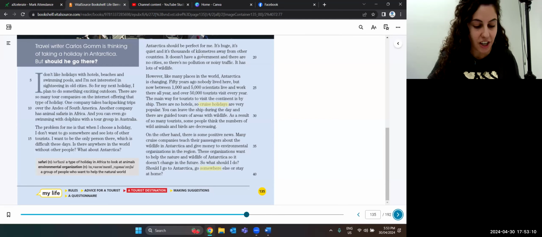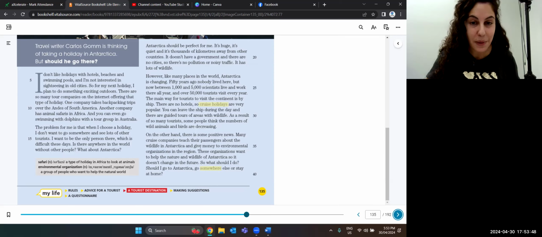And the negative changes in Antarctica is this paragraph here. So it's telling you what's happened that's bad in Antarctica. There are no hotels. In the beginning, nobody lived there. Now there's more people. So the negative changes, it's because now there's more tourists, and the wildlife animals and the birds are decreasing. So this paragraph is letting us know the negative things that are happening to Antarctica.